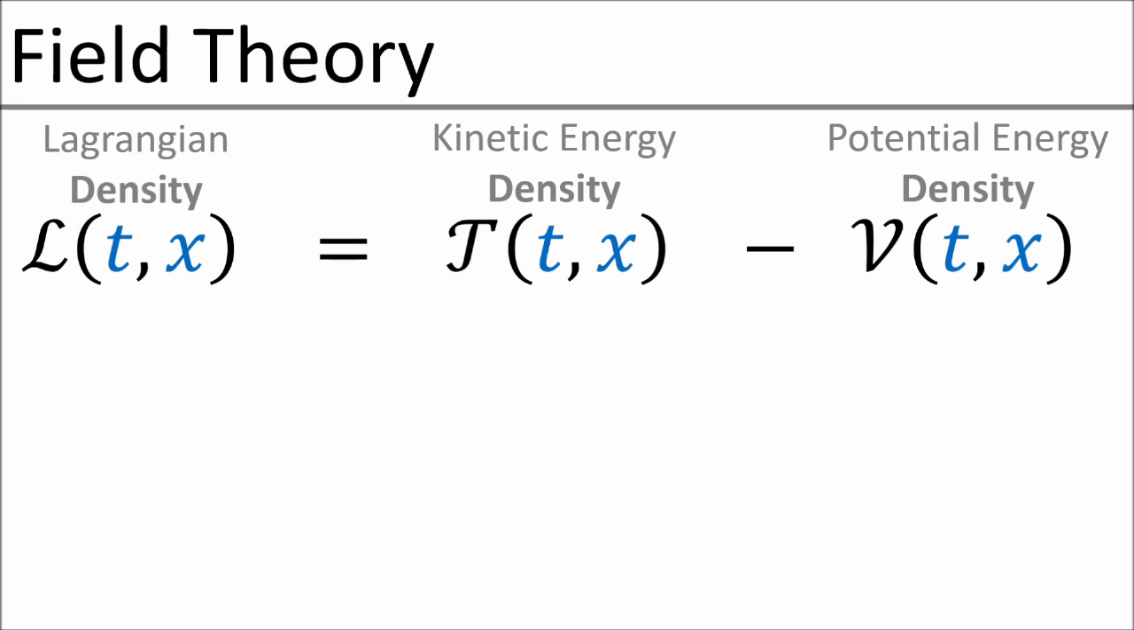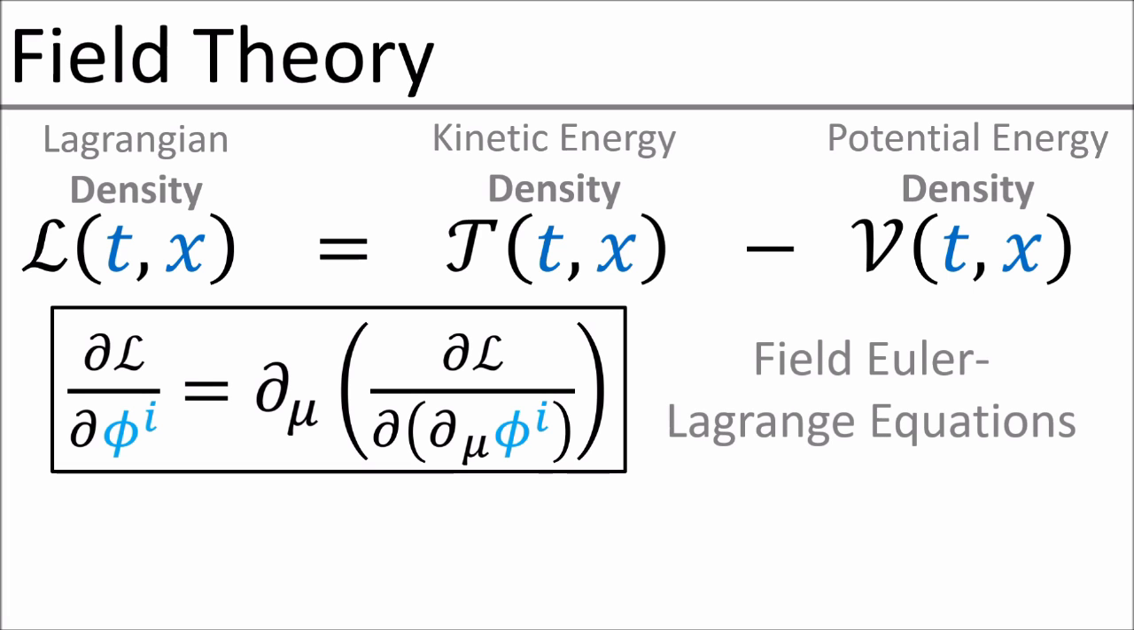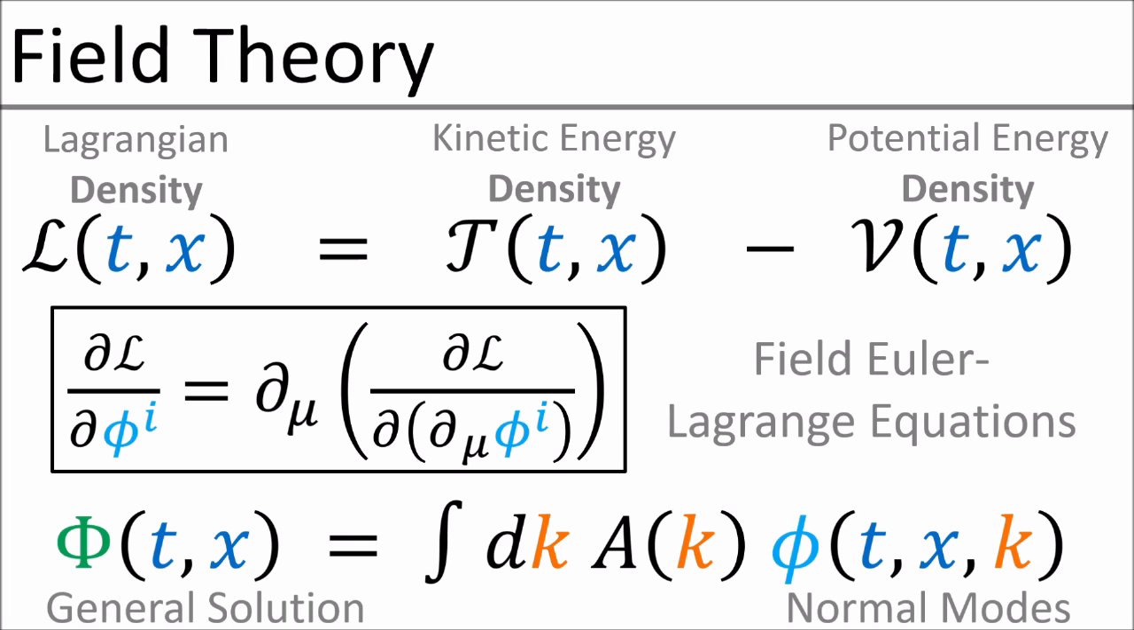So hopefully you now understand some of the basic ideas in field theory. A field is described by a Lagrangian density, which keeps track of the kinetic and potential energy densities at specific points in the field. The Lagrangian density can be used to derive the equations of motion for the field, and it's often easiest to consider the most basic solutions to this equation, which are the normal modes, and then add these normal modes together in a linear combination to get a more complicated field solution.